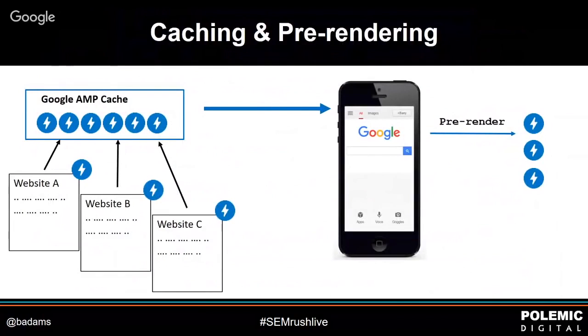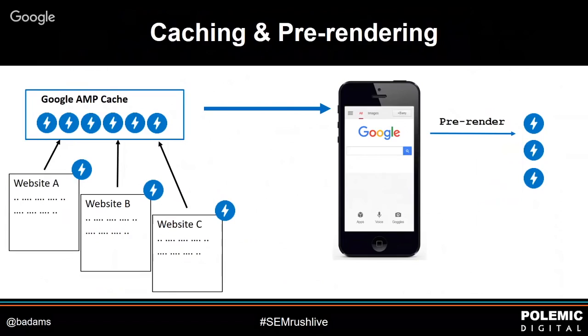So how does it actually work in a day-to-day environment? What happens is that Google will crawl your AMP content and load it into the AMP cache, as we see here. Then when someone does a search on a mobile device and your AMP content is triggered, what actually happens is that in the search results pages, Google will pre-render your AMP content from the AMP cache. So your AMP pages will already be loaded in that mobile browser before the person is even looking at your content.